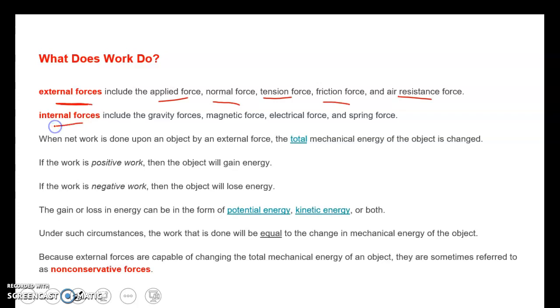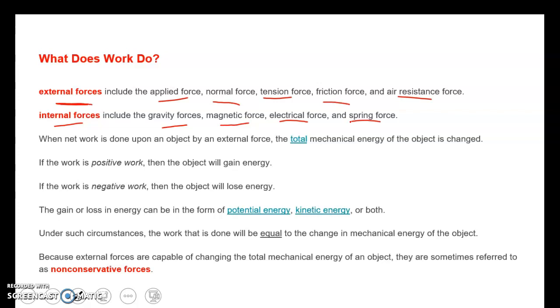Then there's internal forces, okay? And these are forces that come from inside, right? The external forces are things that are done to it. The internal forces are those that are inside the object, like gravity, magnetic, electrical, or even the spring force. So we have external and internal forces.